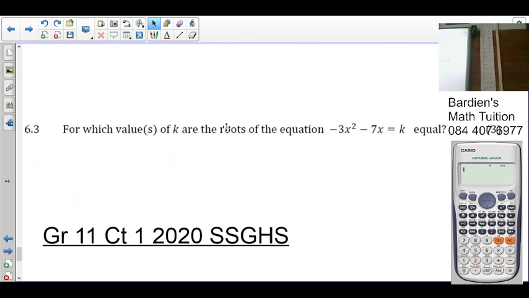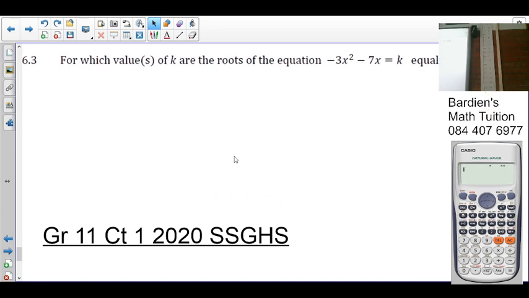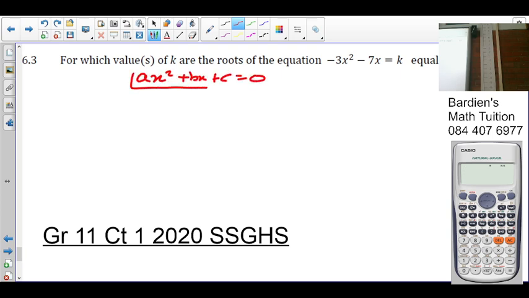For which value or values of k are the roots of the equation equal? So what we do is we first get it in the form of ax squared plus bx plus c. We get it in standard form, so that we know that we can use delta, which is b squared minus 4ac.